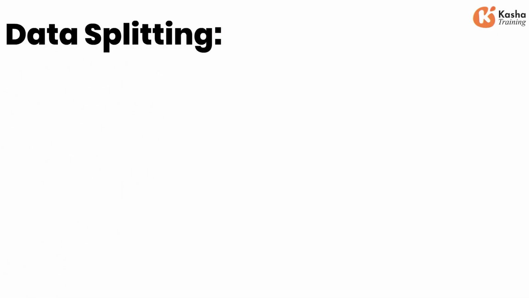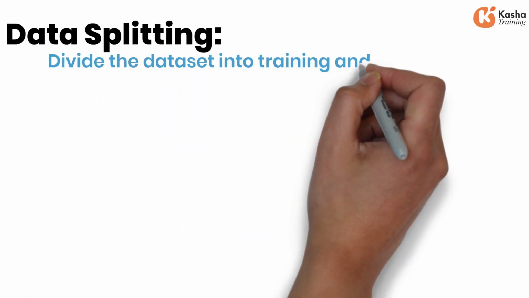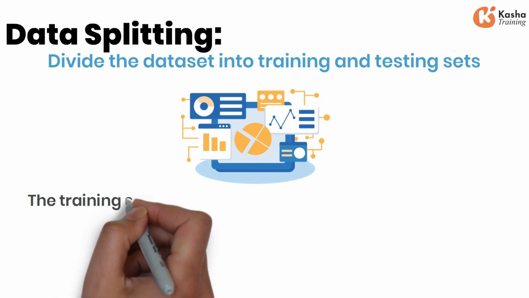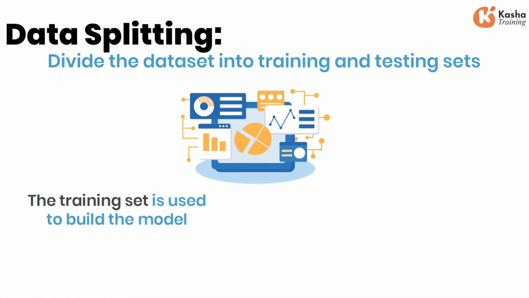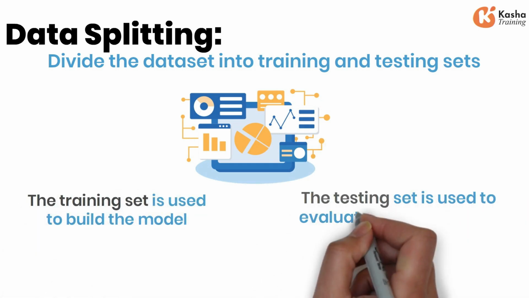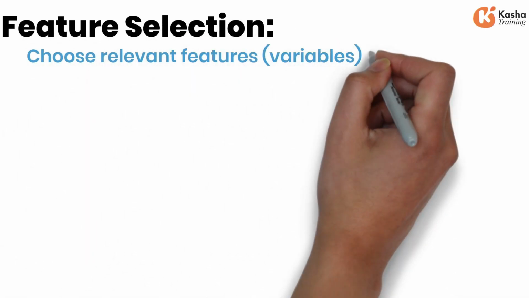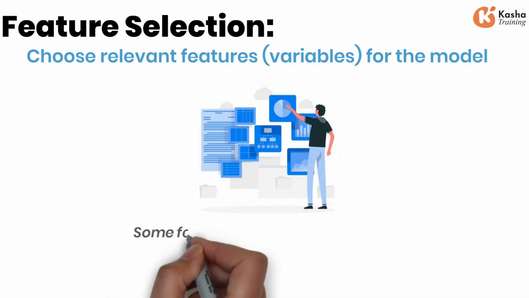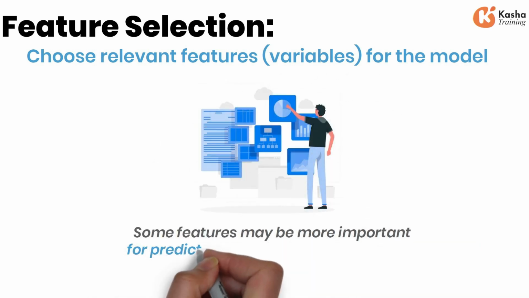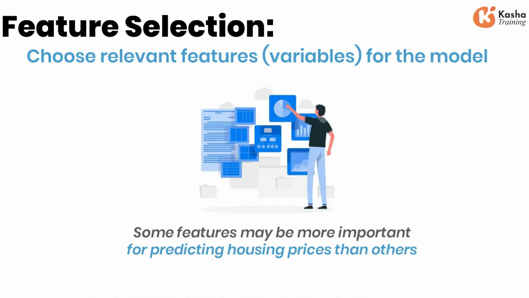Data splitting. Divide the dataset into training and testing sets. The training set is used to build the model, while the testing set is used to evaluate its performance. Feature selection. Choose relevant features, variables, for the model. Some features may be more important for predicting housing prices than others.